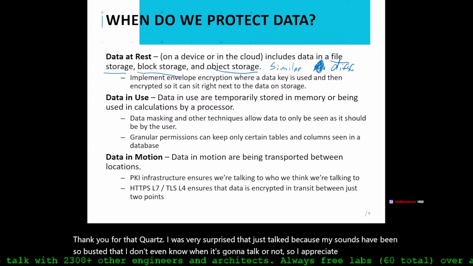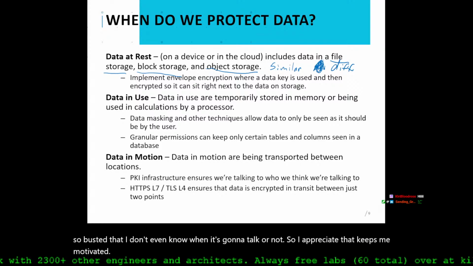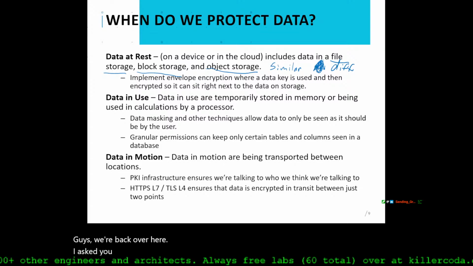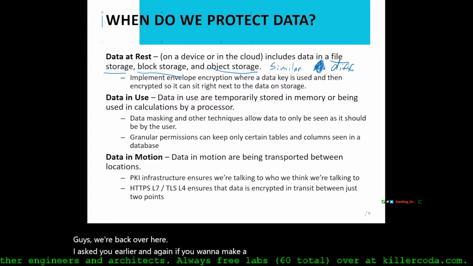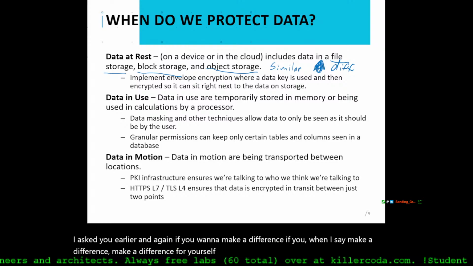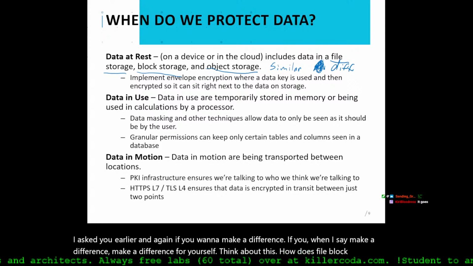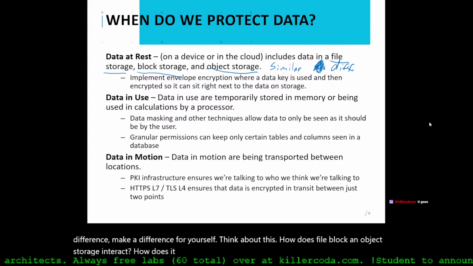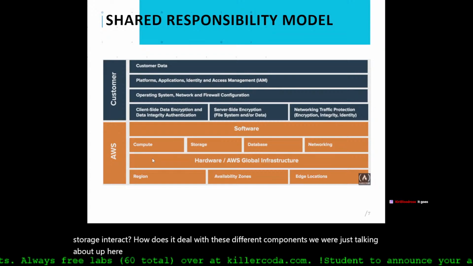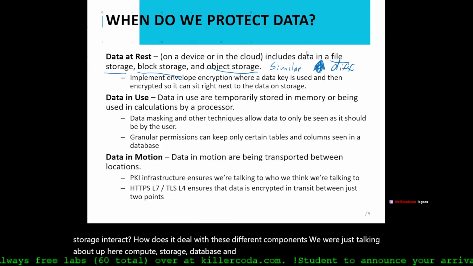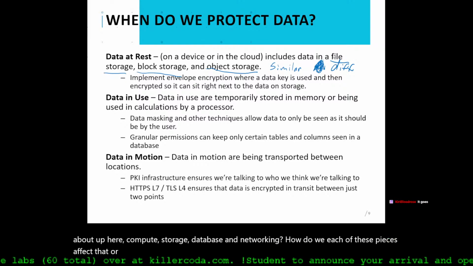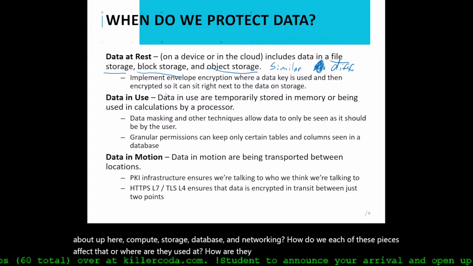Keeps me motivated. Guys, we're back over here. I asked you earlier, and again, if you want to make a difference, when I say make a difference, I mean make a difference for yourself. Think about this. How does file, block, and object storage interact? How does it deal with these different components we were just talking about up here? Compute, storage, database, and networking. How do each of these pieces affect that? Or where are they used? How are they similar? How are they different? It's something to think about.